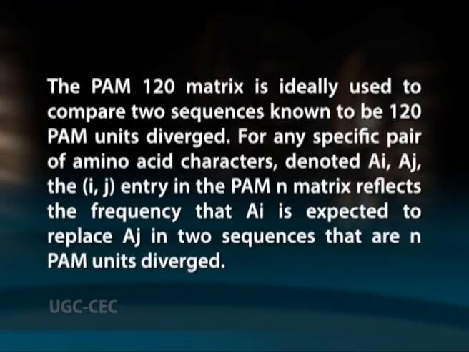Each PAM matrix is designed to be used to compare pairs of sequences that are a specific number of PAM units diverged. For example, the PAM120 matrix is ideally used to compare two sequences known to be 120 PAM units diverged. For any specific pair of amino acid characters denoted AI and AJ, the ij entry in the PAM n matrix reflects the frequency that AI is expected to replace AJ in two sequences that are n PAM units diverged.